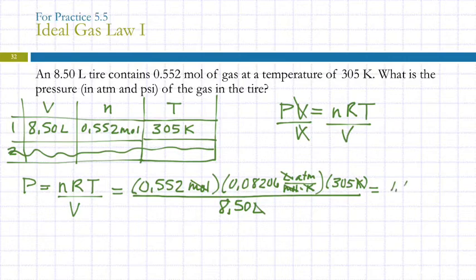So I'm going to end up with 1.62, there's my third sig fig, 53 atmospheres. This question is asking for 2 answers, a pressure in atmospheres and a pressure in PSI. So that would be 1.63 atmospheres. That's one answer.